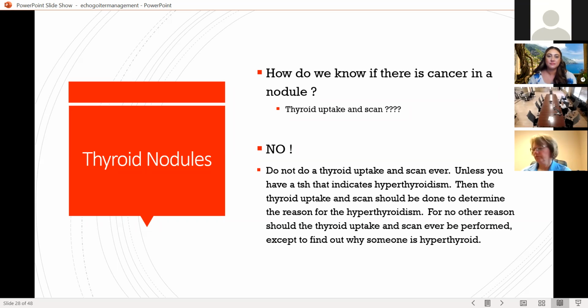No, don't do that. If their TSH is low, yes, then you want to know, because the scan will help you figure out if they have Graves or something. But if you want to know if a nodule has thyroid cancer, you do a biopsy after you look at the nodules on an ultrasound. Next slide.